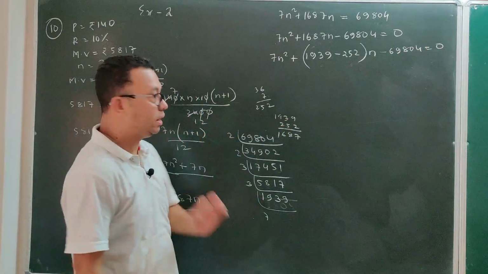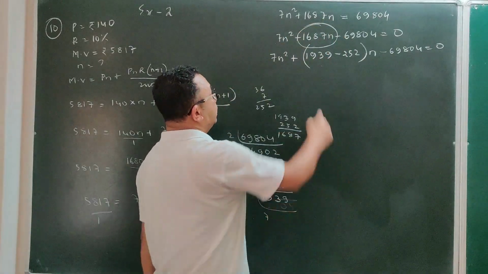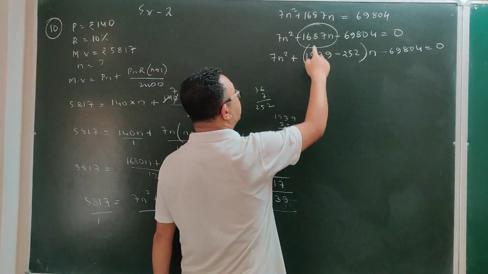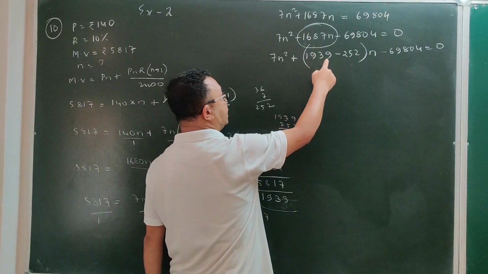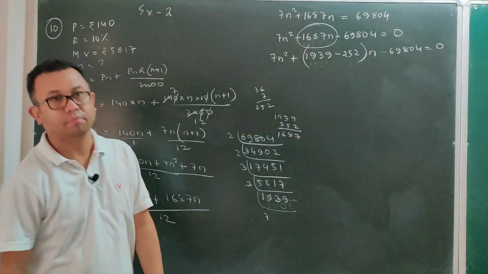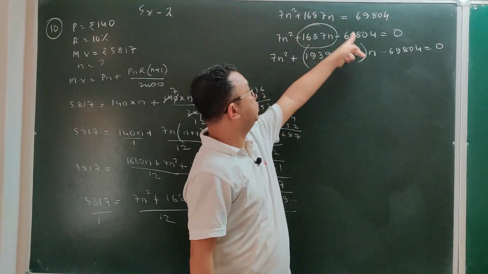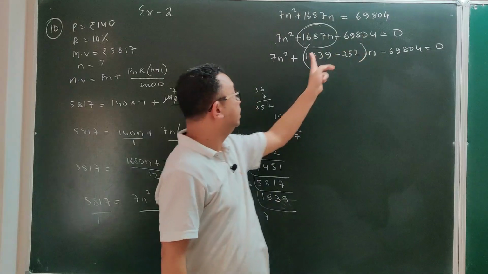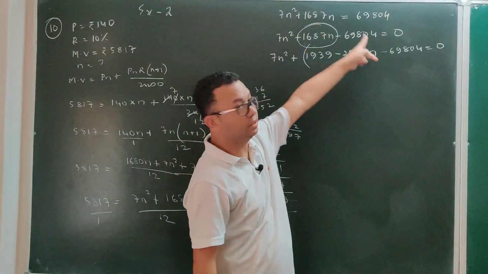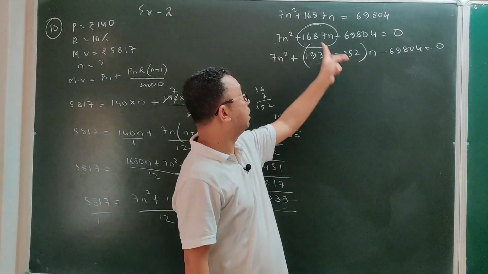I repeat again, see what I have done, we are splitting the middle term. So how is this 1687 coming? 1687 will come if you subtract 1839 minus 252. If you subtract this, then 1687 is what is going to come. If you multiply these two, you will get the same multiplication as when you multiply this and this. This into this will be same as this into this. Not only that, when you subtract or add, then this should come. When you subtract, we are getting that.